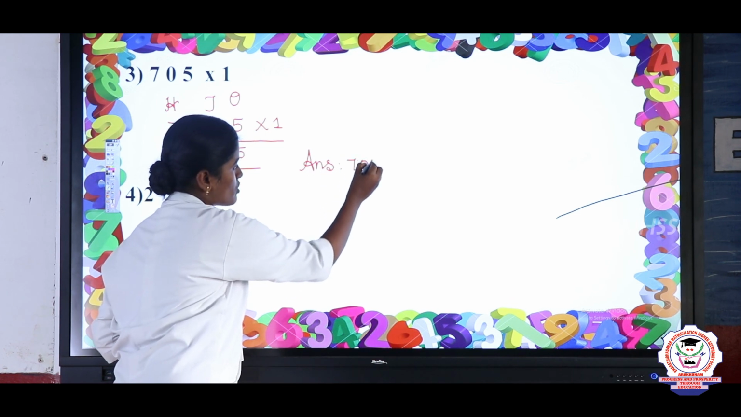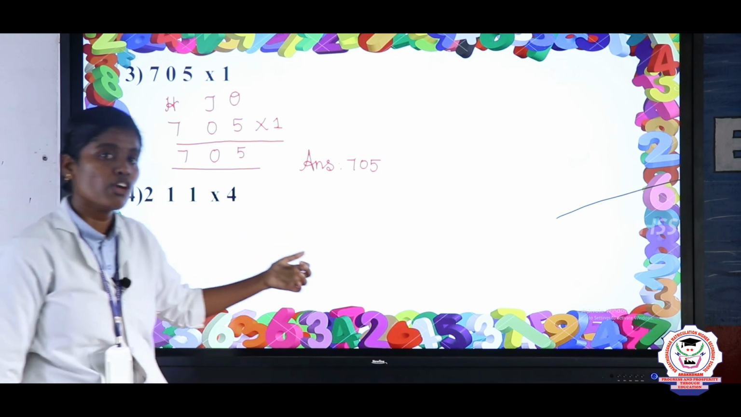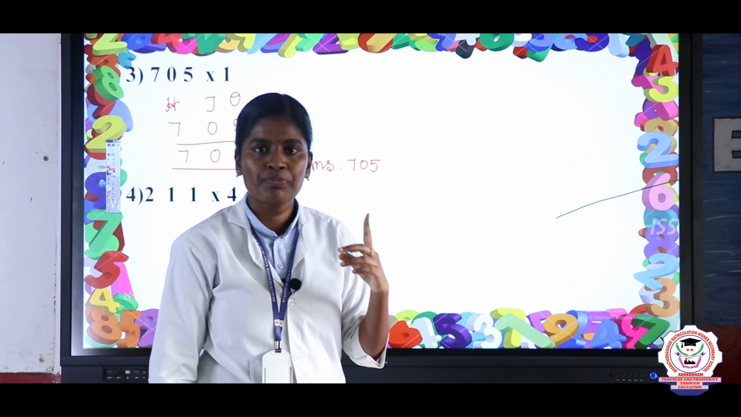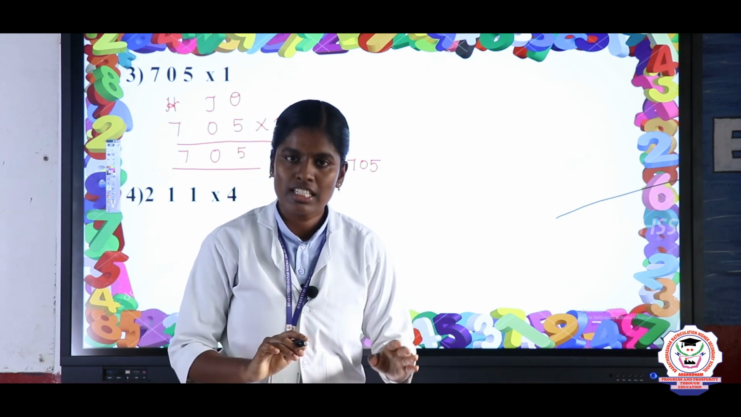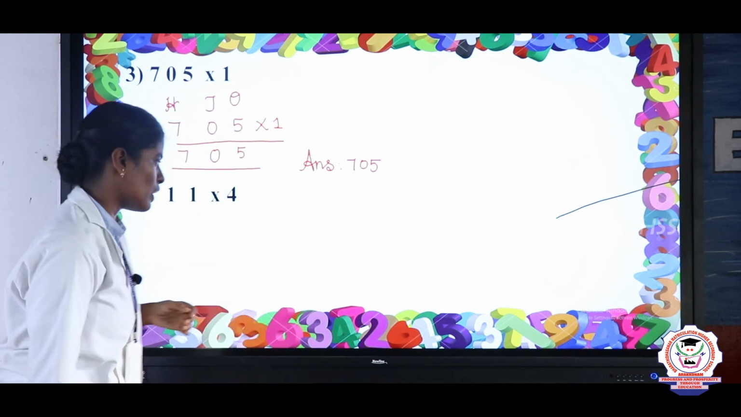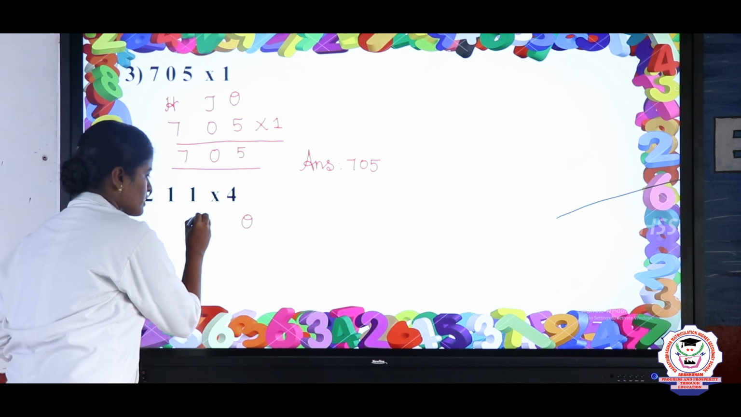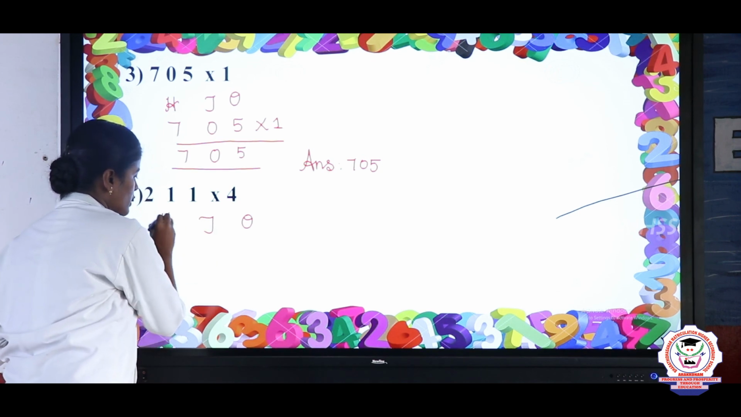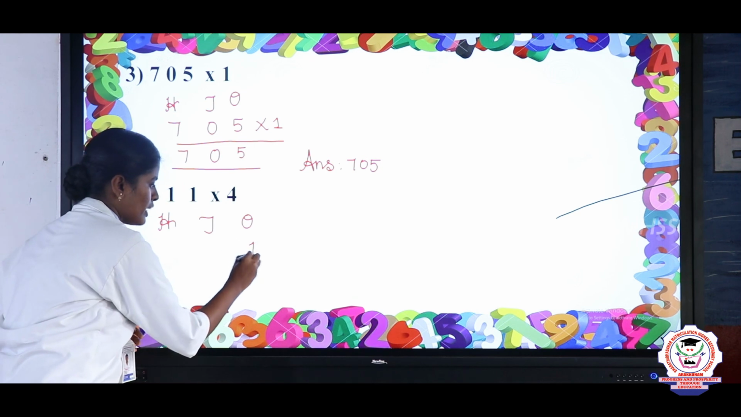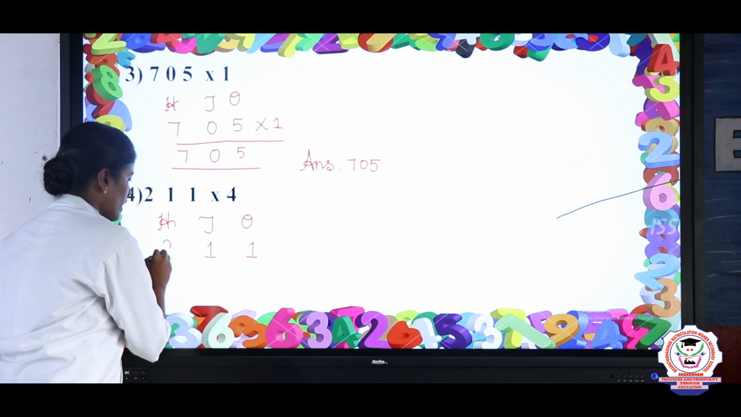705. So next we will take 211 and multiply by 4. So my dear students, you know the first step, right? What is the first step? Tell me Nikita. The first step is to write the place values. The first place value is ones, the second place value is tens, the third place value is hundreds. Here the ones place value is 1, the tens place value is 1 and the hundreds place value is 2.